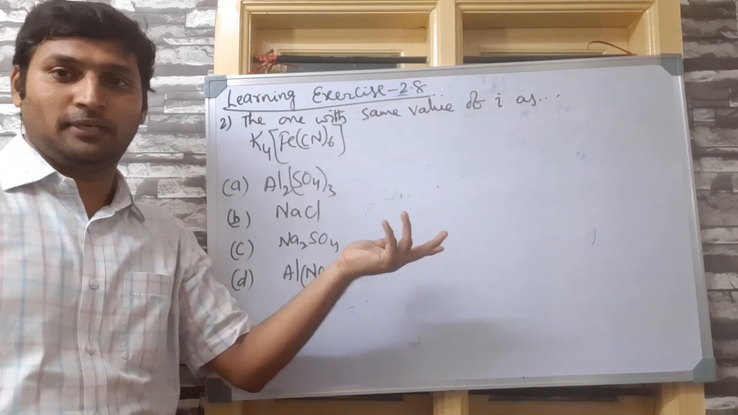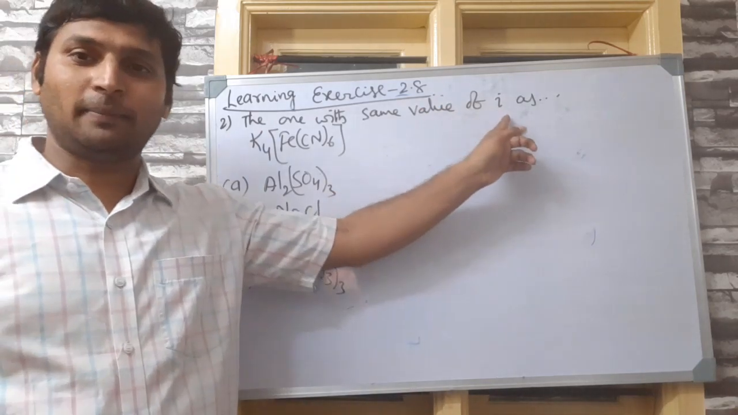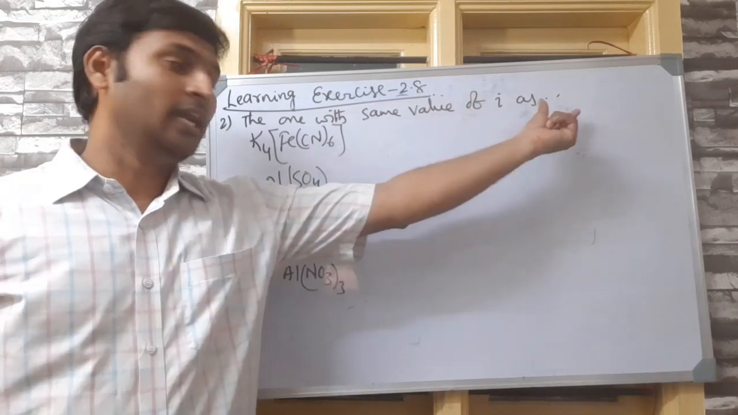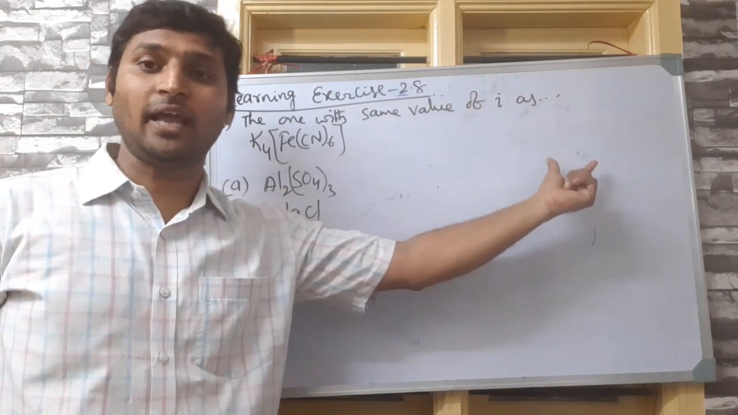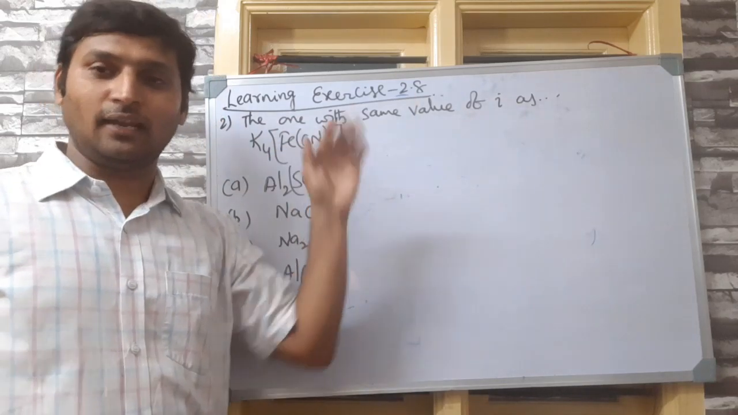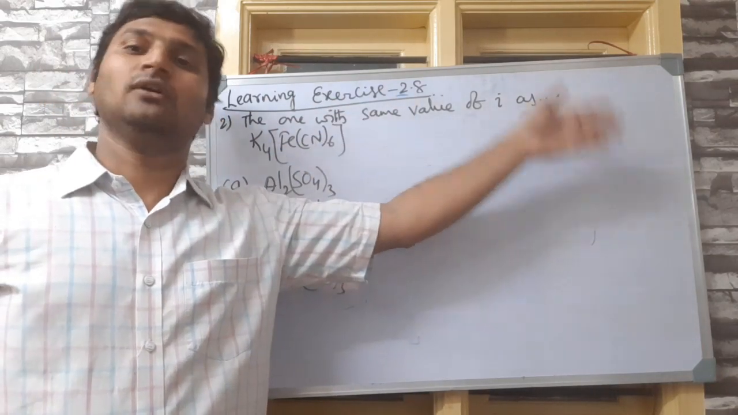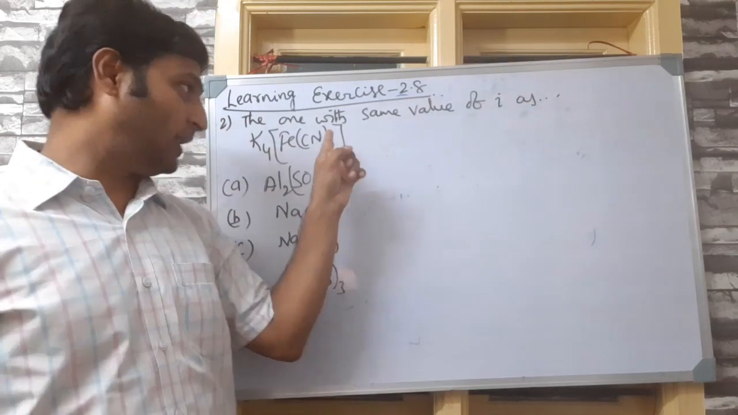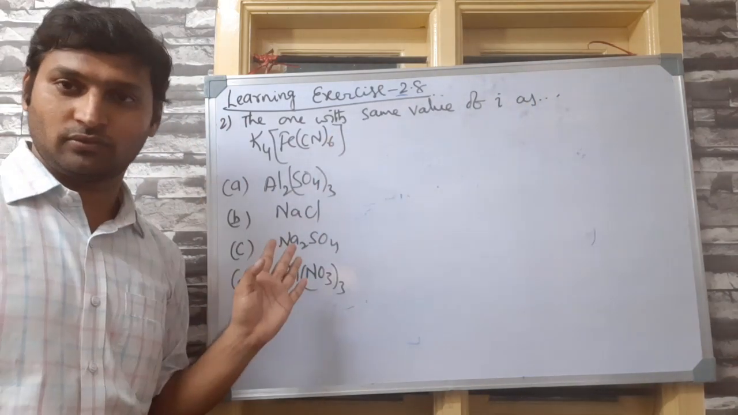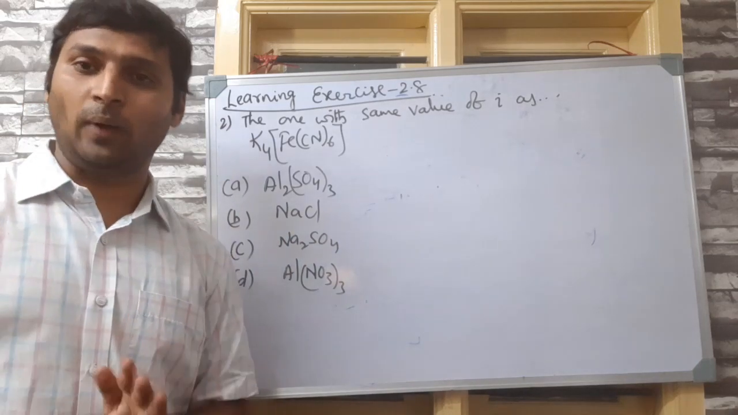Now the logic is simple. Van 't Hoff factor depends on the number of particles produced by dissociation, because Van 't Hoff factor is equal to the number of particles after dissociation divided by the number of particles before dissociation. If I started with one particle, how many particles will it produce? Whichever number of particles this produces, the answer should produce the same number of particles. That will have the same value for Van 't Hoff factor.